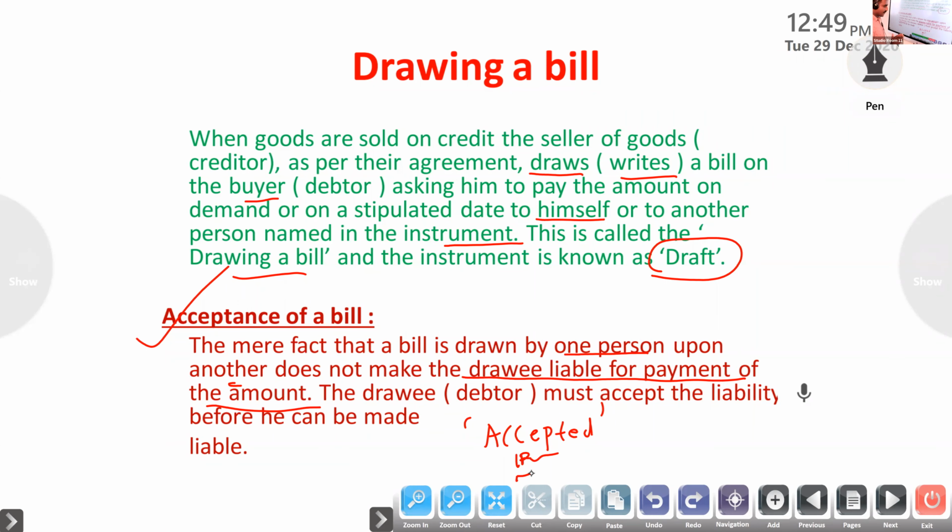Clear? So it will become a valid bill of exchange only when the drawee accepts the bill. This is by writing the word accepted across the face of the bill of exchange with his signature and date. That is called acceptance of the bill. So you have to accept within 48 hours of the receipt of the bill from the maker of the bill. Next one.